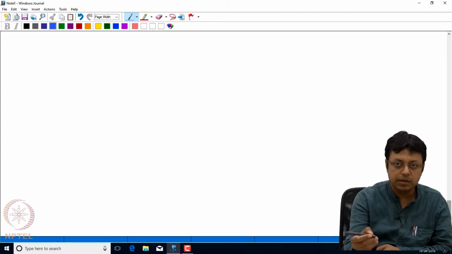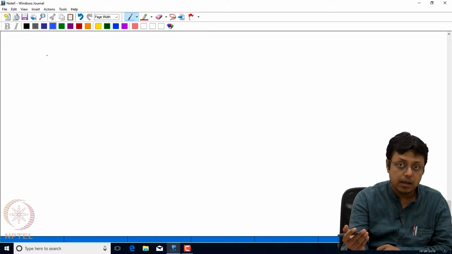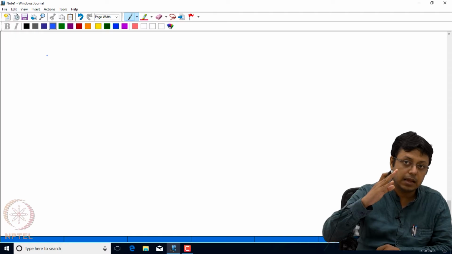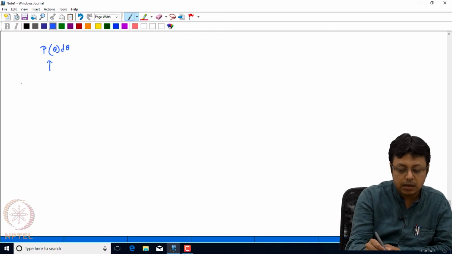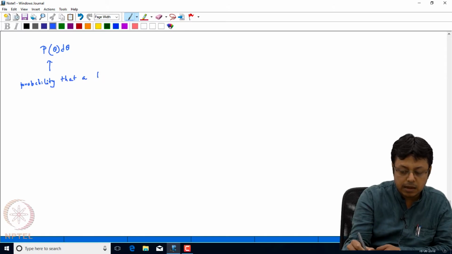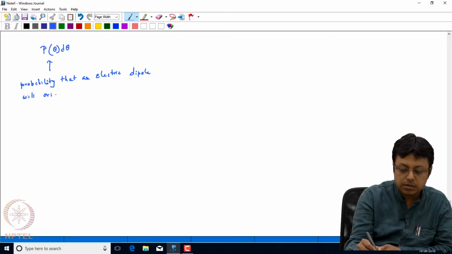And then in the case of induced dipole moment, you can think that I have a probability that the dipole will be oriented from an angle theta to theta plus d theta. If I call that probability p theta d theta, so this p theta is the probability that an electric dipole will orient from theta to theta plus d theta.